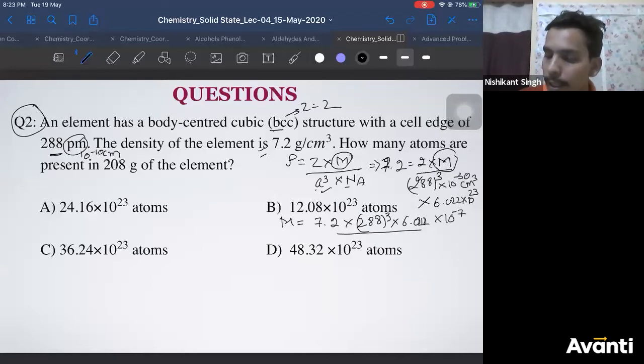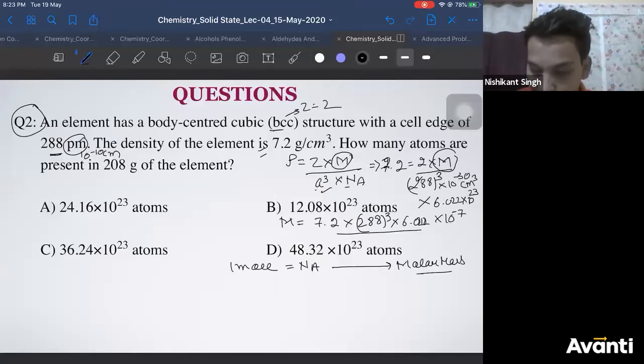Now what I'm going to do is use the mole concept. Pritesh, check your calculation again. Mole concept says 1 mole contains Na particles, right? And this is present in what mass? Molar mass. Correct? This is present in molar mass. You are asked how many atoms are present in 208 gram, right?